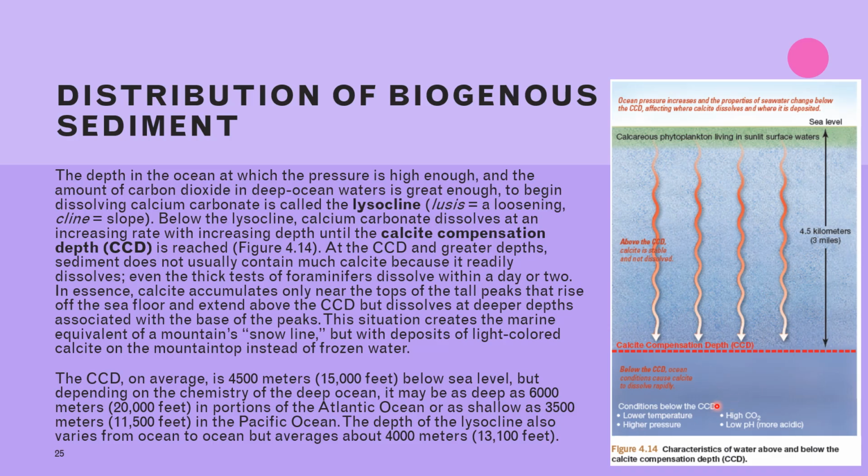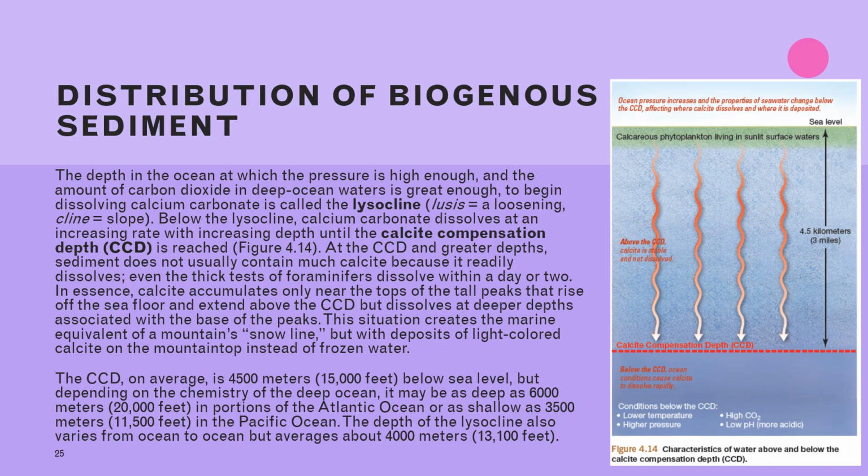So what are the conditions below the CCD? We have lower temperature, higher pressure, high CO2, and low pH, which means a more acidic environment. The depth in the ocean at which the pressure is high enough and the amount of carbon dioxide in deep ocean waters is great enough to begin dissolving calcium carbonate is called the lysocline. Below the lysocline, calcium carbonate dissolves at an increasing rate with increasing depth until the CCD is reached, which is the calcite compensation depth.